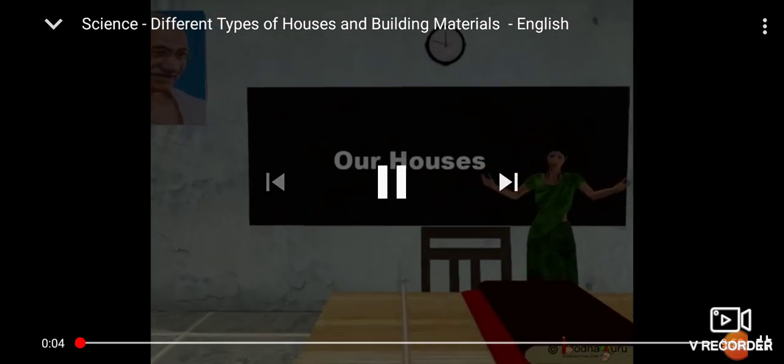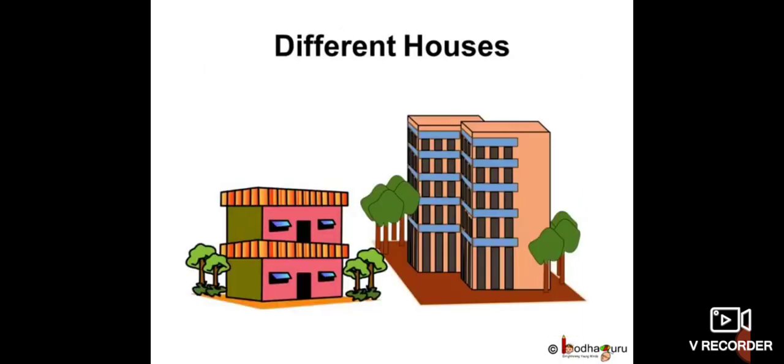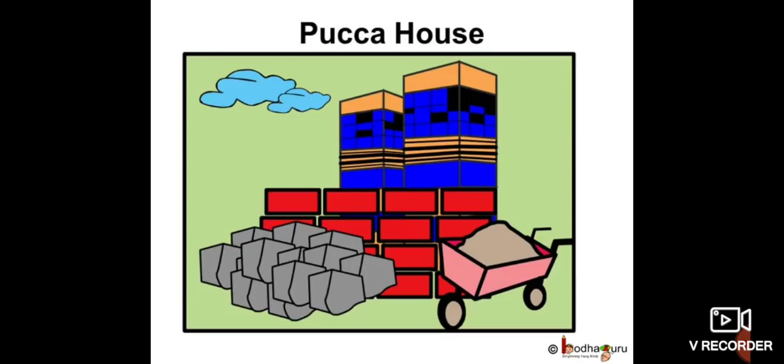Children, today we will learn about the house. As you all know, a house is a place where we live. When you visit your friends, relatives, or neighbors, do you find that they have the same type of houses as you have? No. People live in different houses. Houses can be of different shapes, sizes, and can also be made up of different materials.